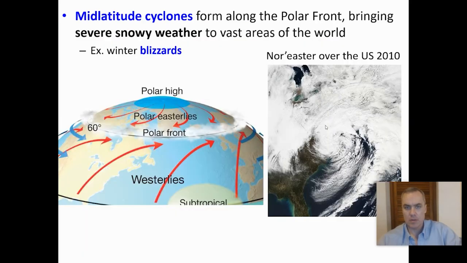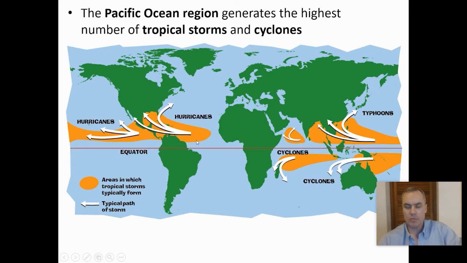Cyclones also include mid-latitude cyclones, the storms that form along the polar front, where the polar easterlies meet the westerlies. This is a very strong front because you have tropical westerlies meeting polar easterlies, so it's a very big difference in temperature on either side. And this is what creates the blizzards that we have in the wintertime. When that polar front comes down over most of America and it goes back and forth, bringing snowy weather and blizzards over us.